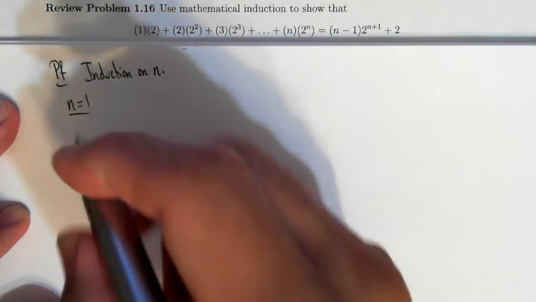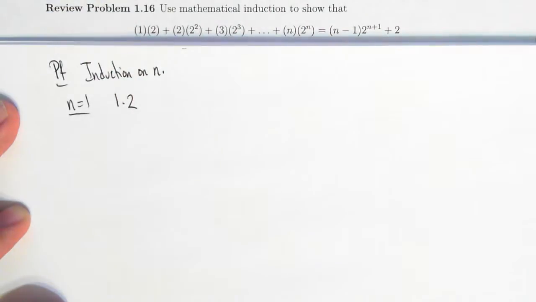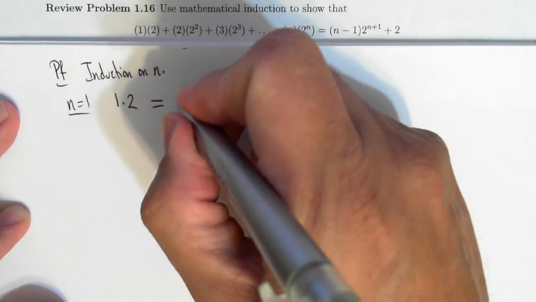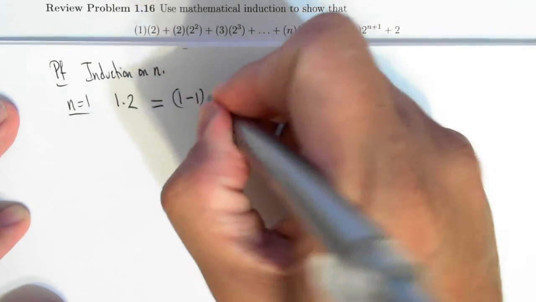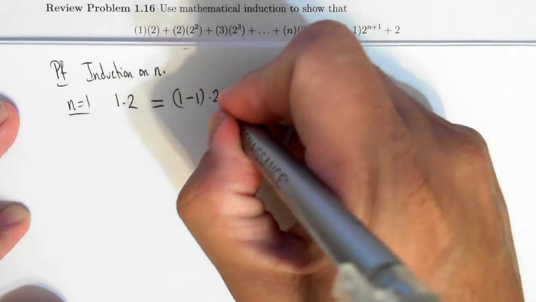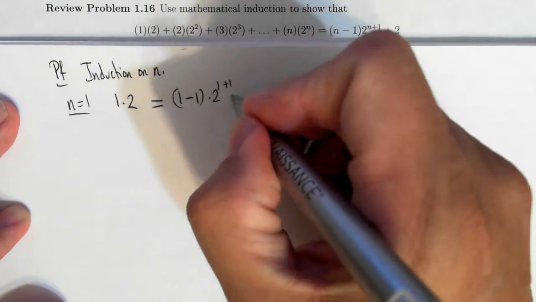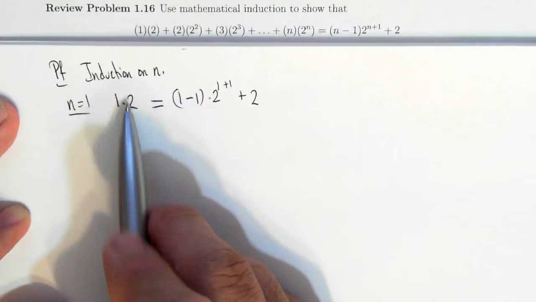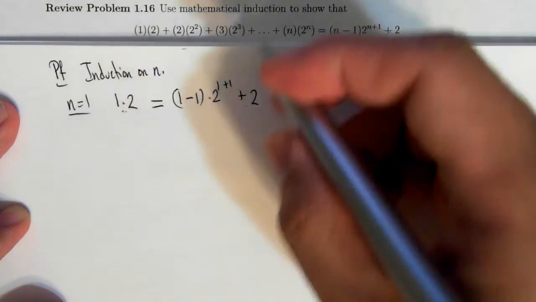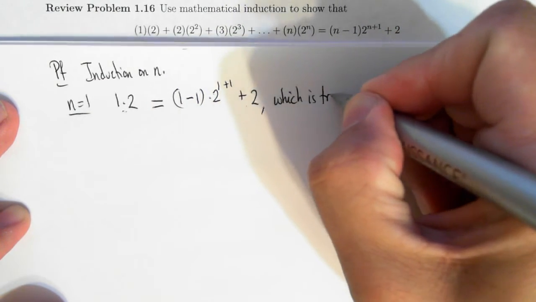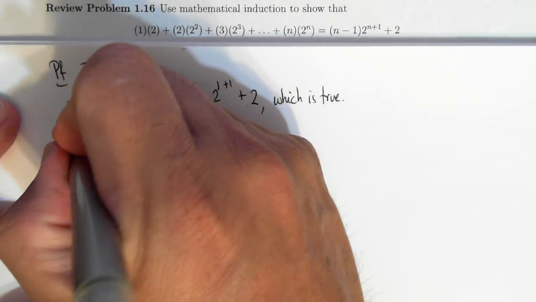On the left-hand side, if I have only one term on the left, then it'll just simply be 1 times 2. On the right, if n equals 1, I would have 1 minus 1 times 2 to the 1 plus 1, again replacing the n here by 1, plus 2. And this works because I have 2 is equal to 0 plus 2, so this is true. So the base case of n equals 1 works.